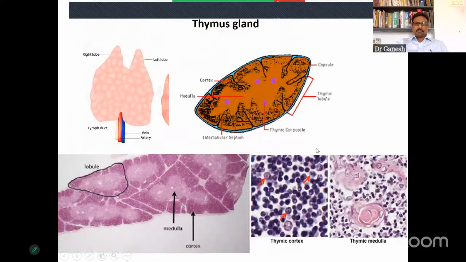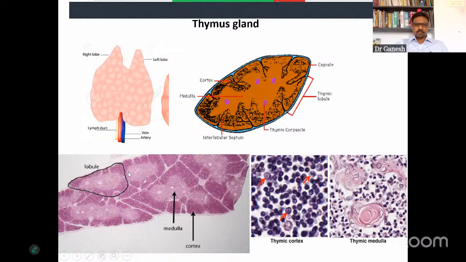Okay, so here the thymus gland is a bilobed structure, and here is the sectional view of the thymus gland, where you will see it is covered by the outermost connective tissue capsule, and inside there are several lobes, and these lobes are separated by means of trabeculae, and each lobe has two parts here. One is the outermost cortex, and the innermost medulla region.